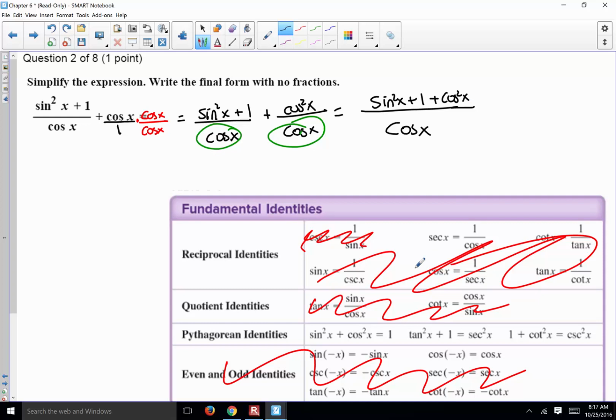Good. Next. You combine the sine and cosine. Perfect. We can combine these guys, right? Correct? Sine and cosine square makes 1. So you already have a 1 and another 1 coming in. Okay, so it is 2 over cosine x now.